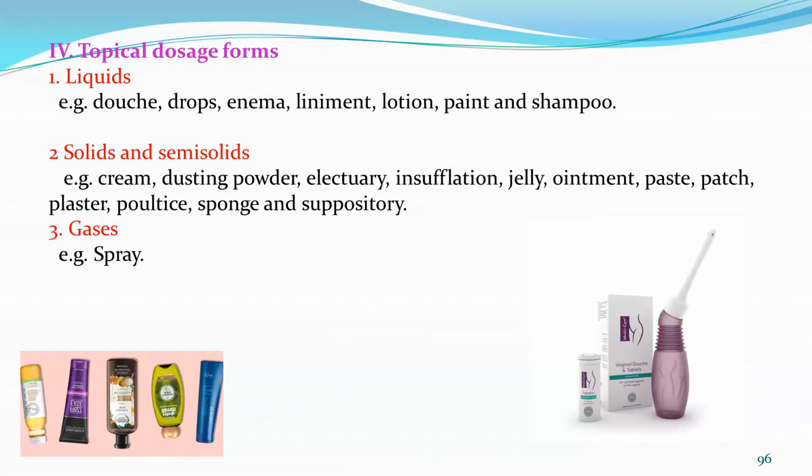And once again, it is classified into solids and semisolids. So cream is a semisolid, then dusting powder, electuary, insufflation, jelly, ointment, paste, patch, plaster, poultice, sponge and suppository. These are all the sub-classifications in the topical dosage forms, especially solids and semisolids. And the gases: many sprays are there, just like the Volini spray. Many examples we can give here.